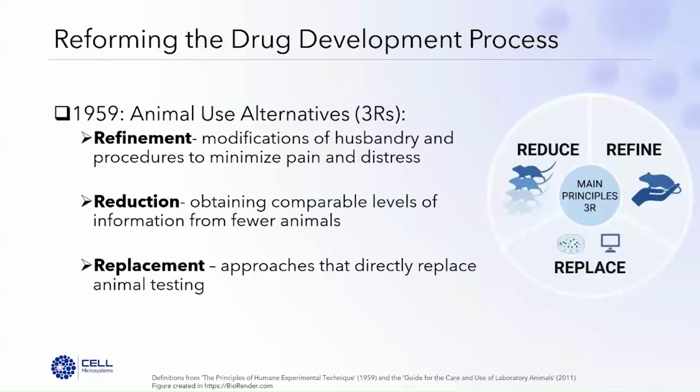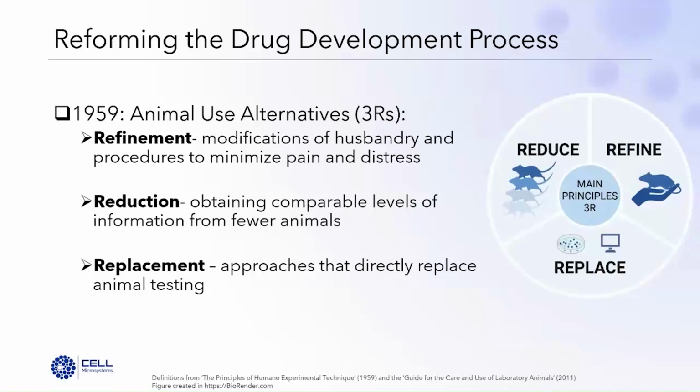So it was 1959 when skepticism of animal use first came about, and there was legislation to reform the drug development process. This first initiative, referred to as animal use alternatives, or commonly known as the 3 Rs, set out to reduce, refine, and replace animal testing in the drug discovery process.